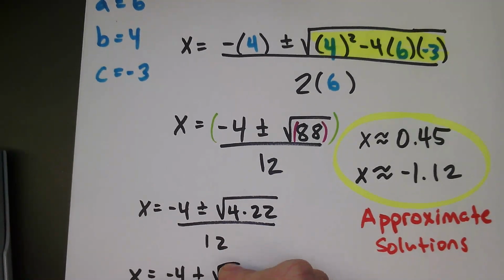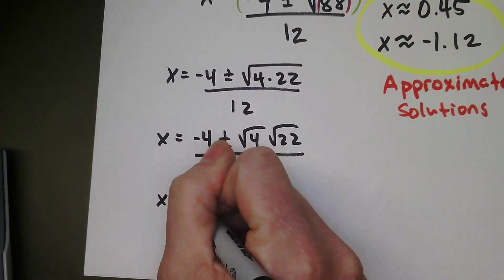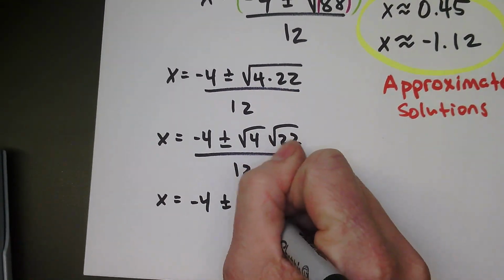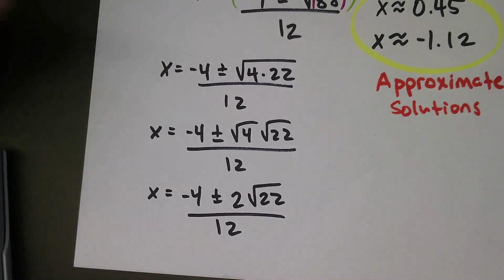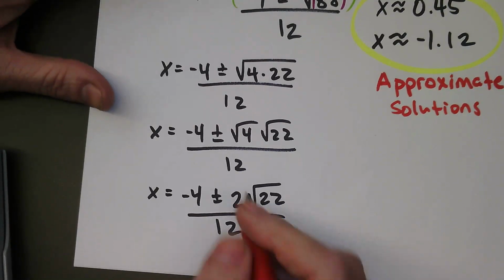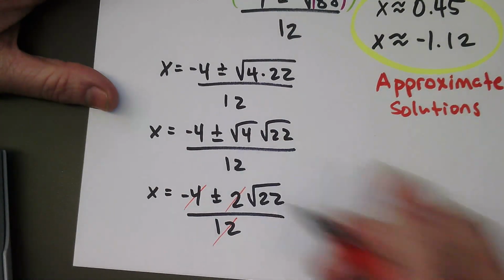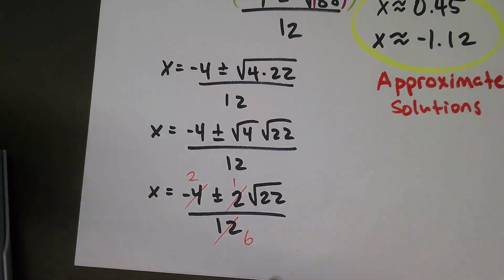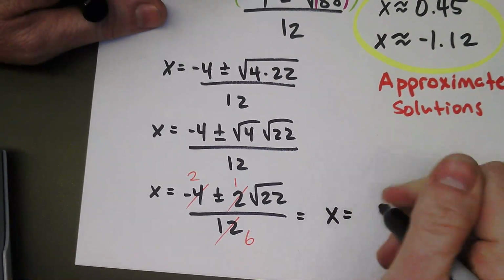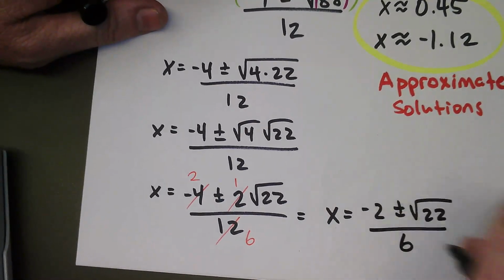-4 plus or minus. So now I'm going to split these up individually: the square root of 4 and the square root of 22. So this becomes 2 square root of 22 all over 12. And I'm almost done. The only issue here is that 2, 12, and 4 all have common factors. 2 goes into all of them. So I'm going to divide each by 2. That one is going to go away because it effectively becomes 1. This will become 6, and that will become 2. So my final answer: -2 plus or minus the square root of 22 all over 6.